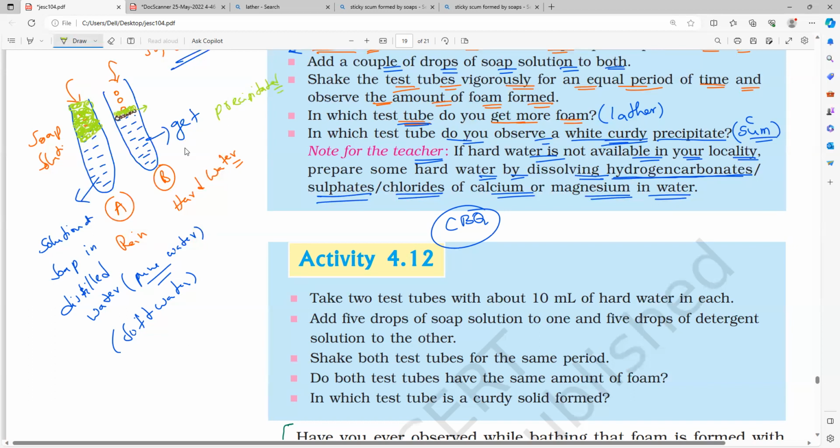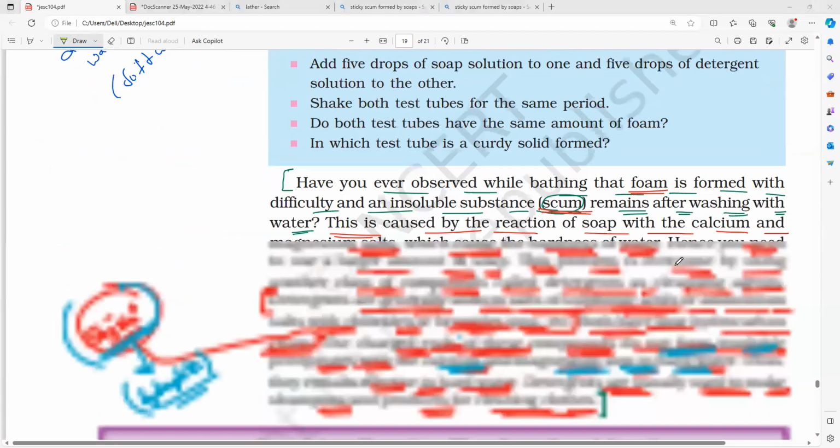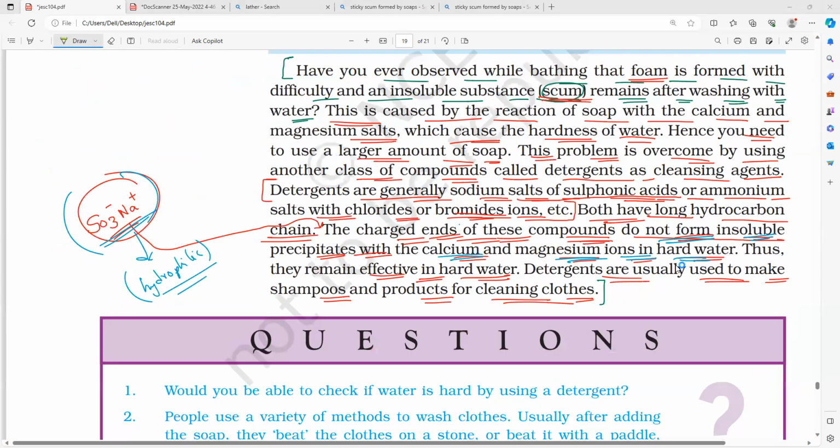Okay. So due to the presence of what? Why does it get precipitated? Due to the presence of salts of what? It is precipitated due to the presence of salts of what, guys? Salts of calcium and magnesium ions present in the hard water. So that is the answer.